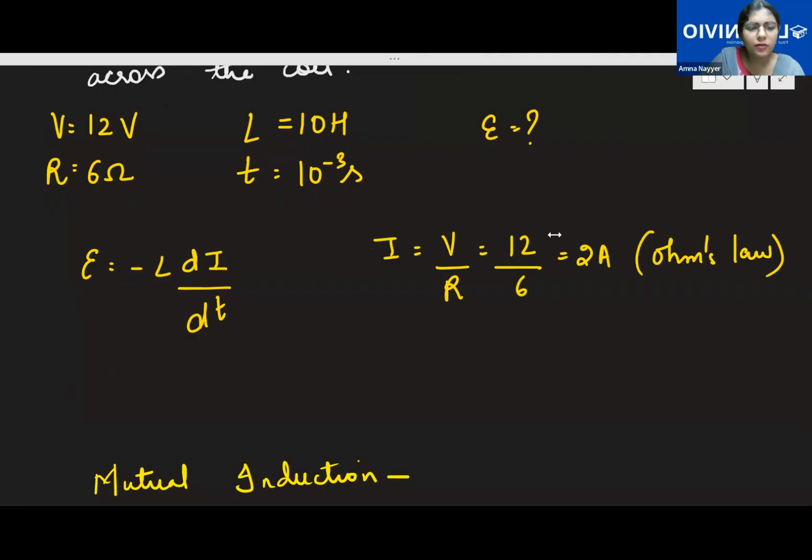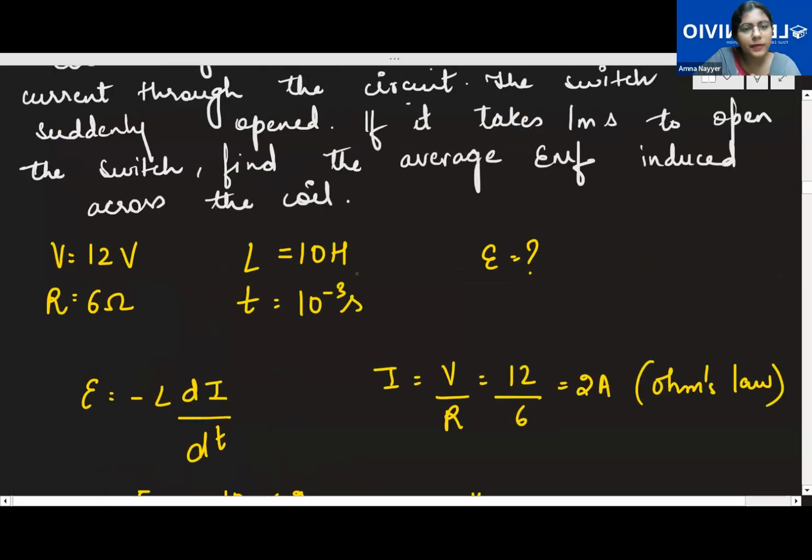Now you have everything. You can just find out the final answer. Minus L is 10. Change in current is 2. And the total time is 10 to the power minus 3. So this becomes minus 2 into 10 to the power 4 volt. Clear?